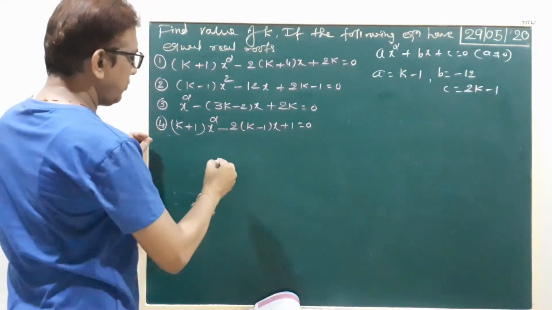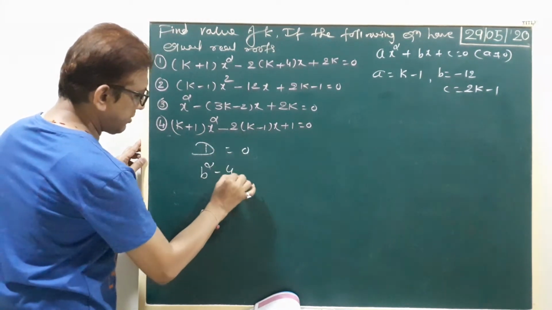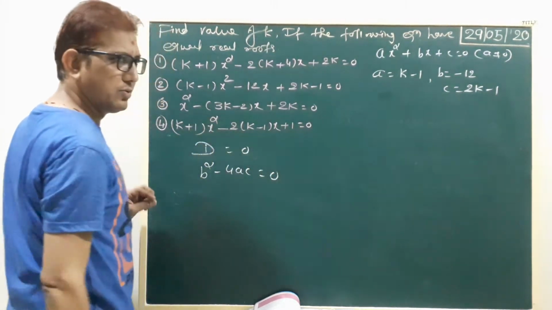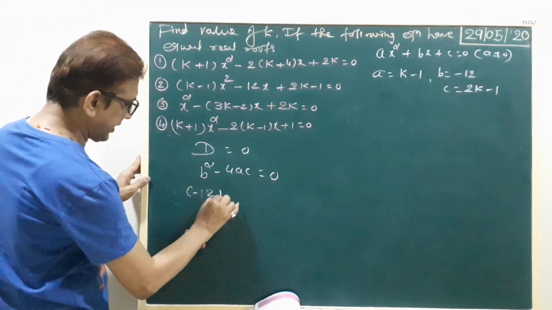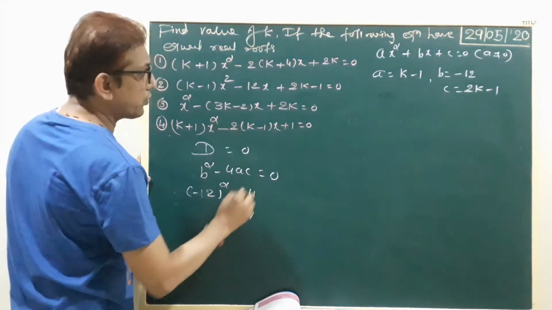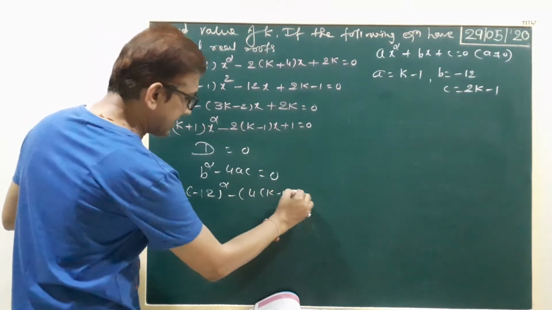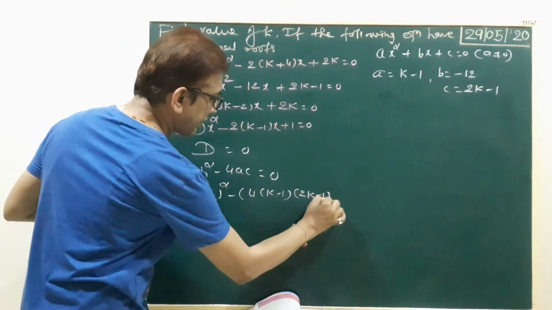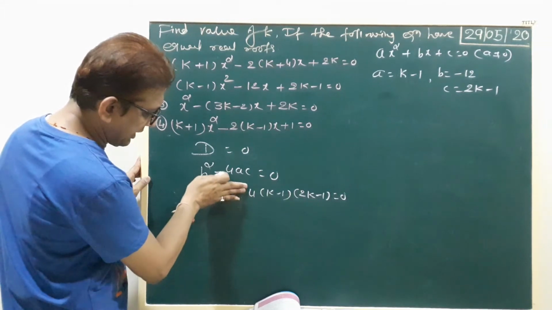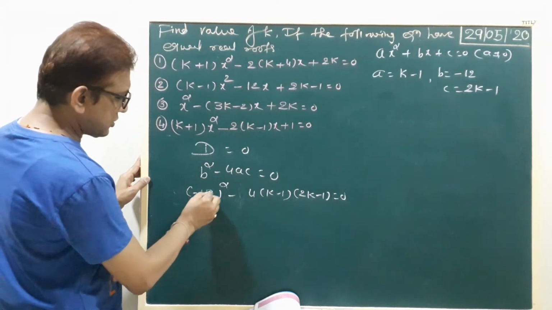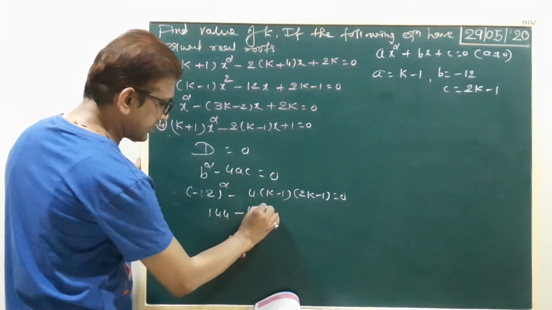Okay. Now first we find the discriminant equal to 0, then b square minus 4ac equal to 0. So b square is minus 12 square, minus 4, a equal to k minus 1 and c equal to 2k minus 1, equal to 0. Is that clear? We do not have a bracket. Now minus 12 square, 12 square is 144, minus 4 as it is.